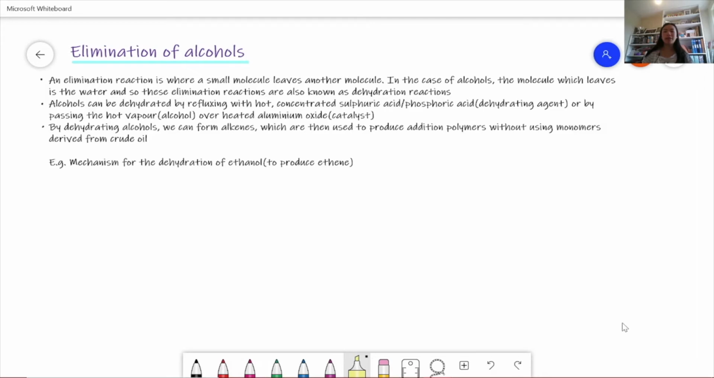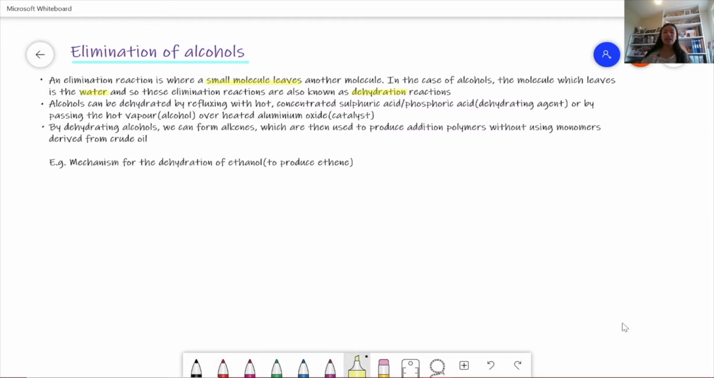Now we're going to talk about elimination of alcohols. So an elimination reaction is where a small molecule leaves another molecule. And so in the case of alcohols, the molecule which leaves is the water. And so because we're getting rid of water, these elimination reactions are also known as dehydration reactions.